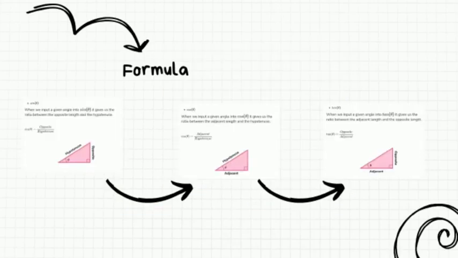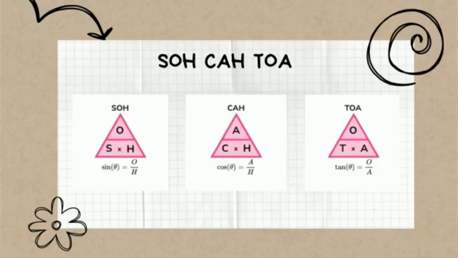Okay, so there's the formula which is sine, cos and tangent. Sine theta equals to opposite divide hypotenuse. Cos theta equal to adjacent divide hypotenuse. Tangent theta equals to opposite divide adjacent. So this is another way to remember the formula, which is soh cah toa.